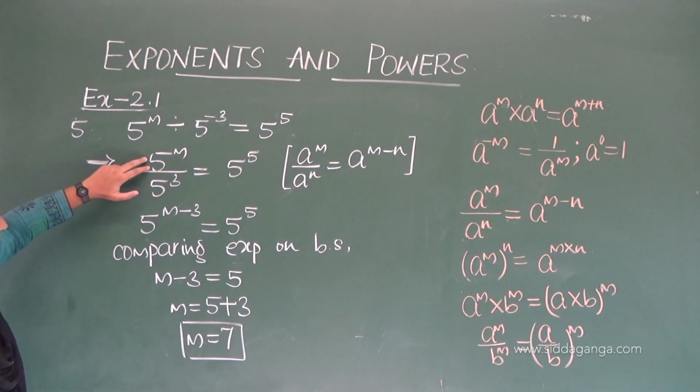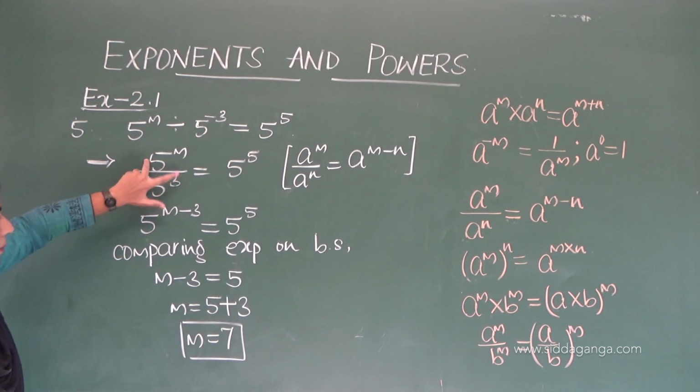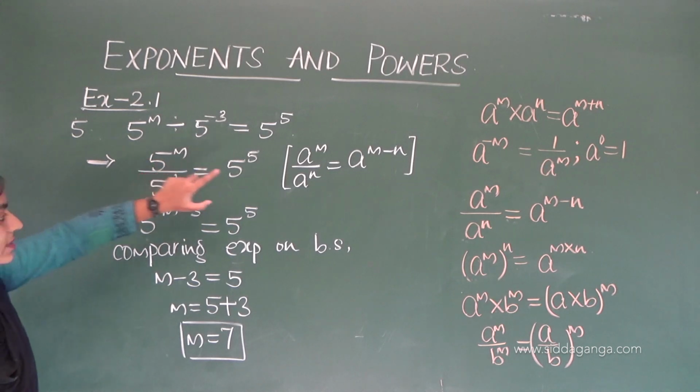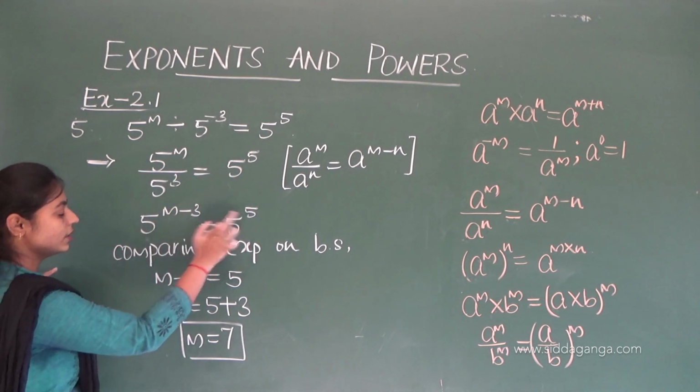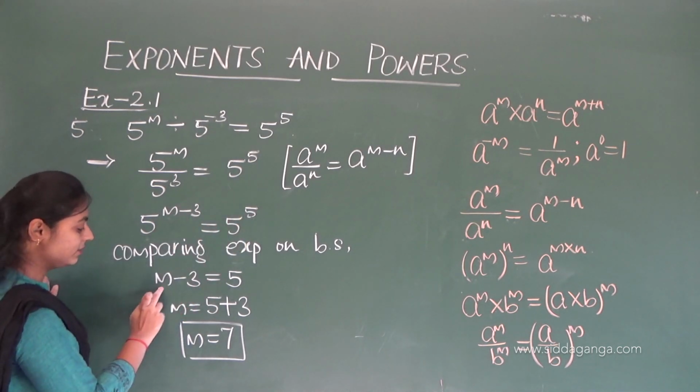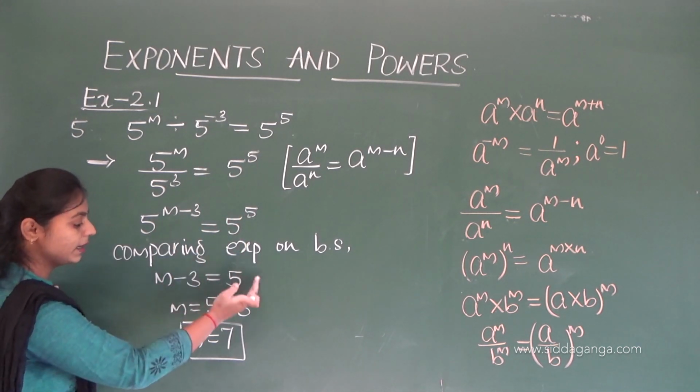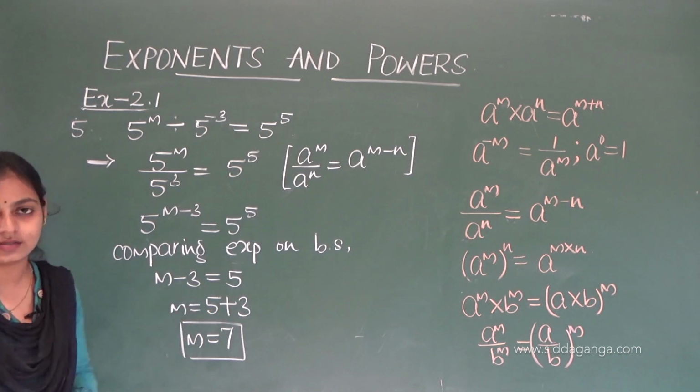So a power m by a power n is a power m minus n. So m minus 3 is equals to 5 to the power of 5. So the bases are equal on both sides, so we have considered only the exponents. m minus 3 is equals to 5, minus 3 going to the right hand side, m is equals to 7.